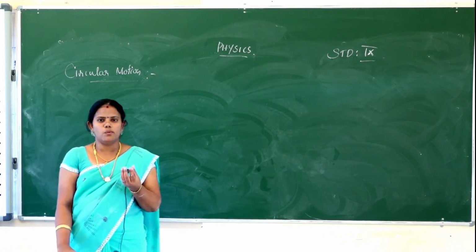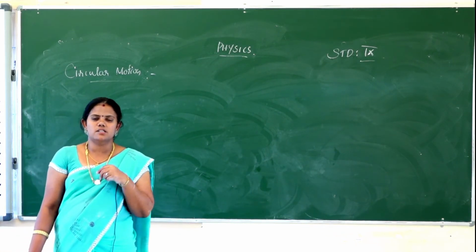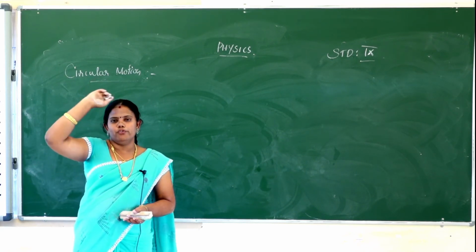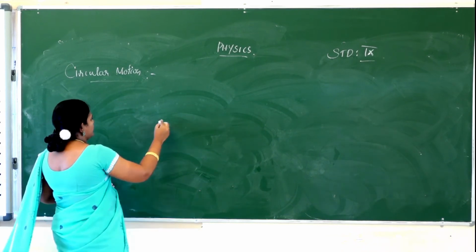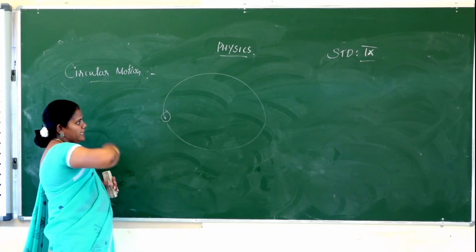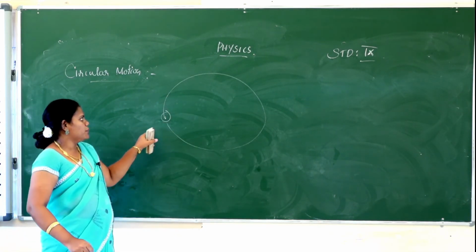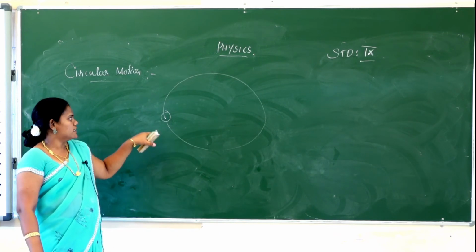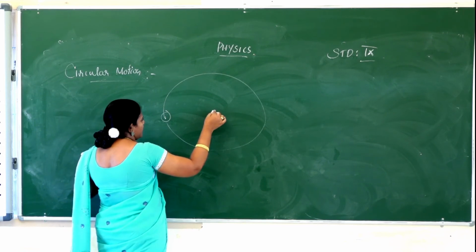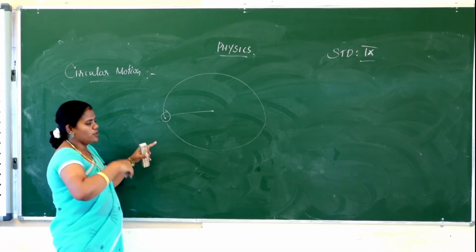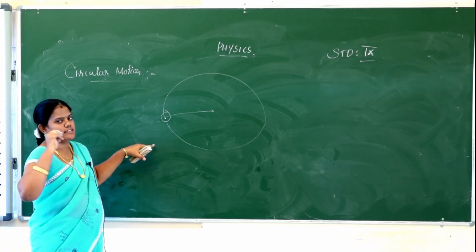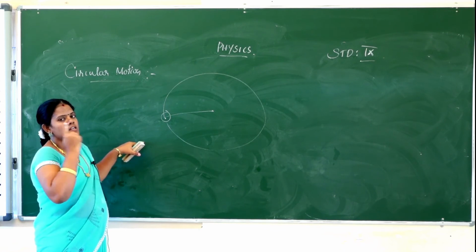Circular motion means we take one stone, and the stone is tied to one end of a thread. The thread is rotated above our head, and the stone moves in a circular motion. Tie a stone to a thread. It rotates in a circular motion, because the stone is tied to one end of the thread. The thread is in the hand, and the stone moves in a circular motion. You tie a stone to a thread and rotate the thread, and the stone moves in a circular motion.